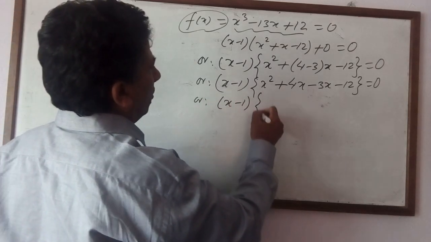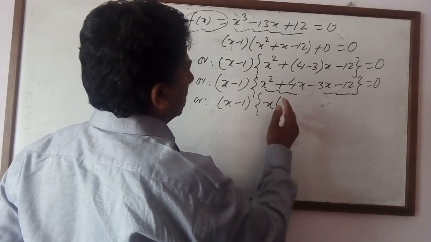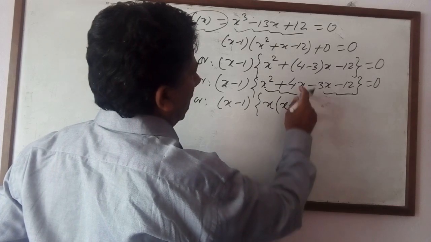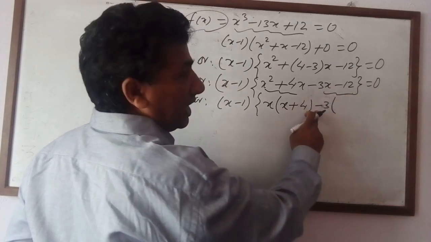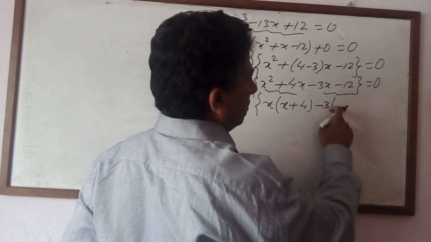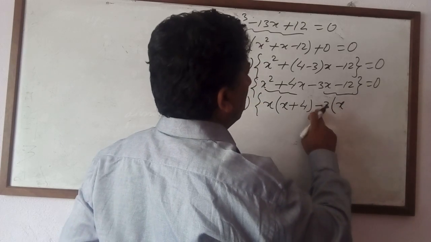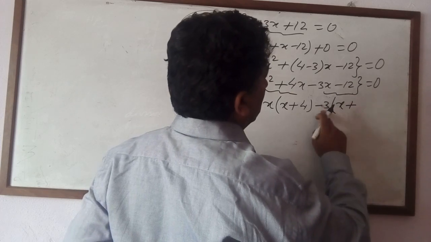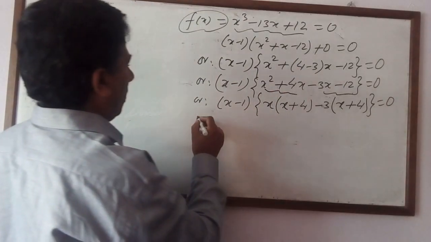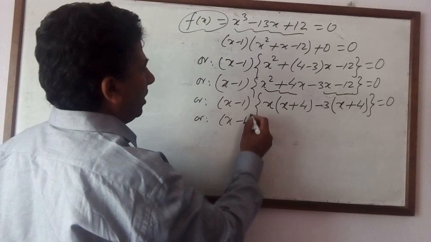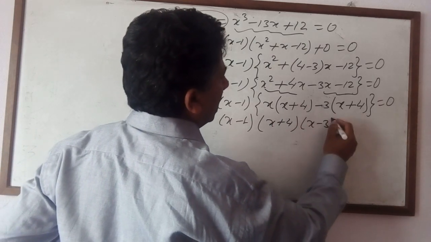Simplify it. Take x common from the first two terms, remaining x + 4. From the other two, take minus 3 common, with the minus sign also common: minus times minus is plus, remaining x, and 12 divided by 3 is 4. So x + 4 is common. (x − 1)(x + 4) common, now remaining x − 3 equals 0.